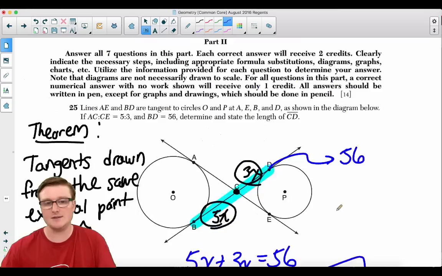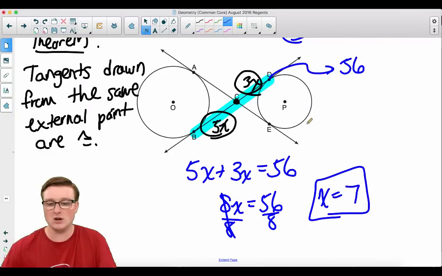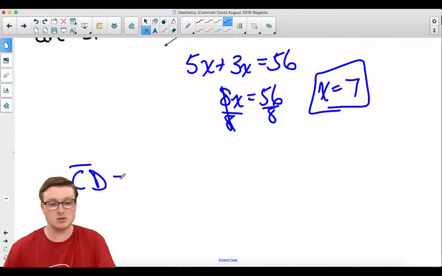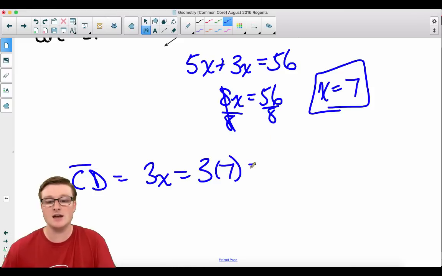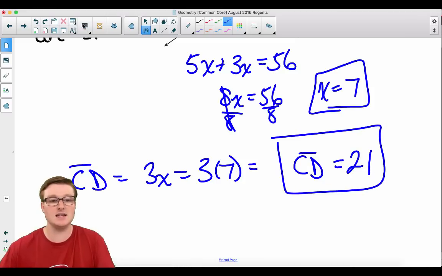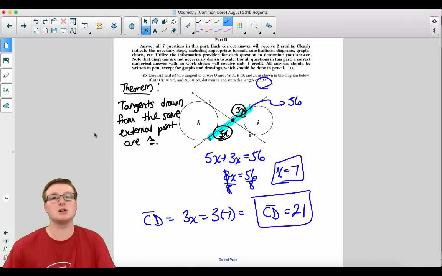Now, it's saying find the length of CD. Well, CD is 3x. So if CD is equal to 3x, we're going to substitute in the x value, which is 7, and we get CD is the length of 21. And that is the answer to question number 25. Moving on to 26.